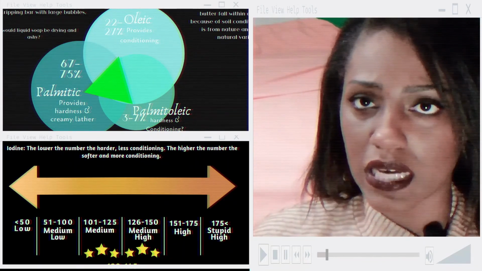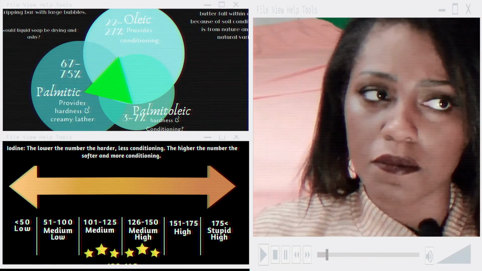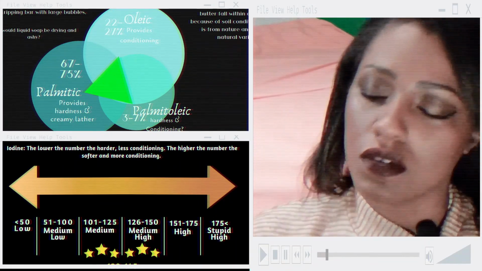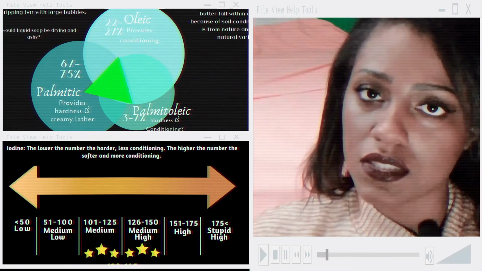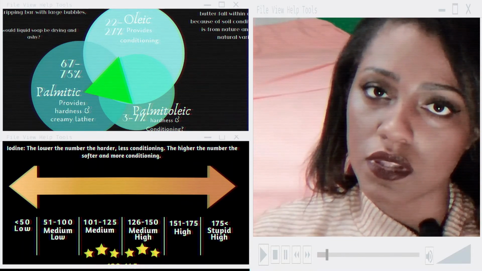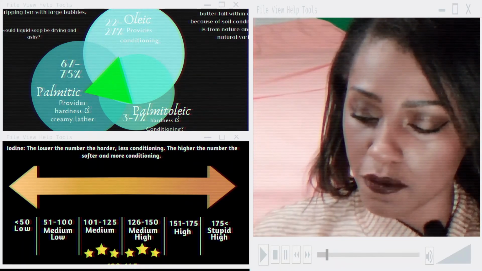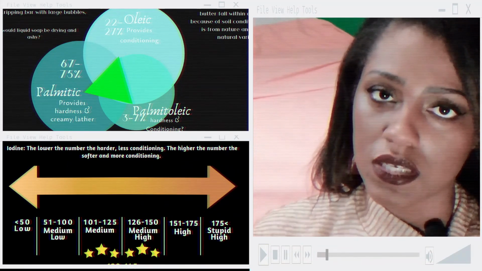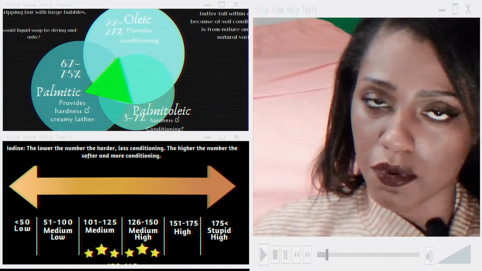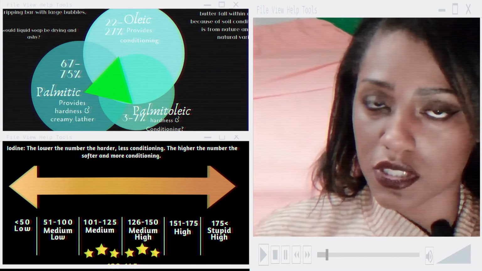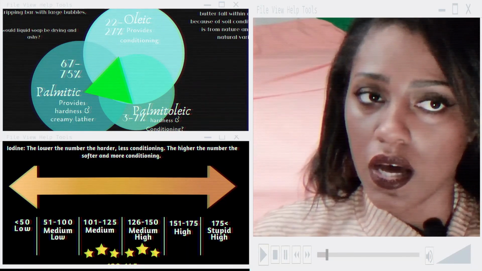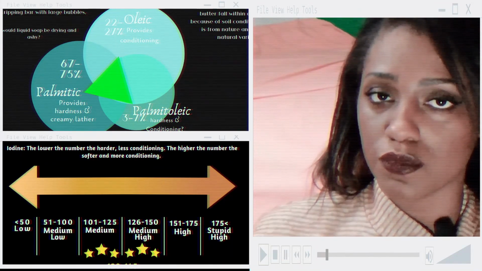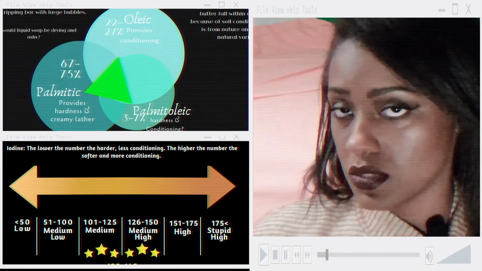My questions with iodine levels are, when iodine is low in bar soap, that means it's going to be hard and less conditioning, and when it's high, that means the bar is going to be softer, but it's going to be more conditioning. At least that's the theory. And so I want to know, does that apply to liquid soap?